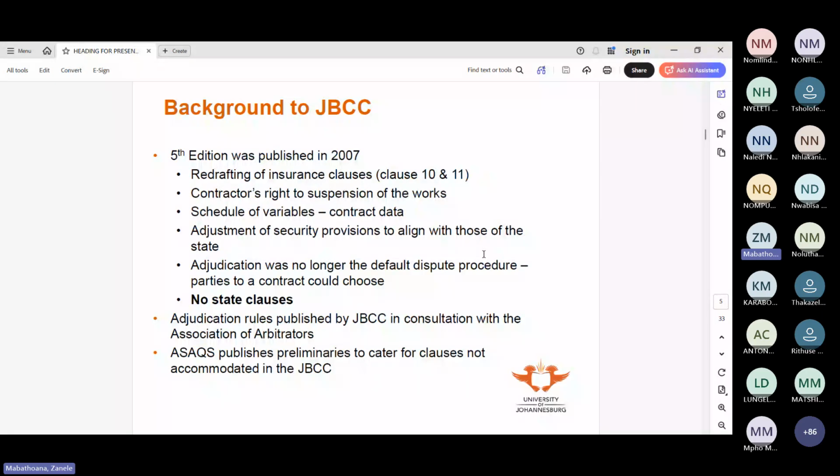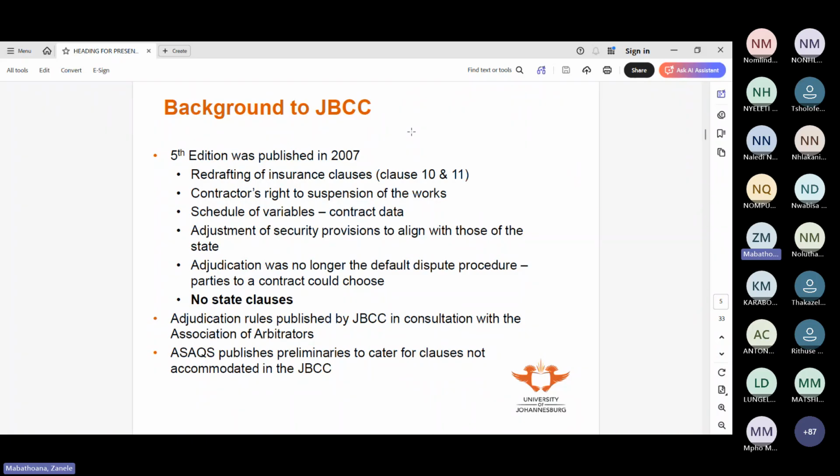responsibility. And then also what was in discussion was the contractor's right to suspend the works. That was introduced as well. Schedule of variables for the contract data. And then security provisions, adjustment of security provisions to align with those of the state. And then they removed adjudication as the default dispute procedure, and they said the parties to a contract can choose.